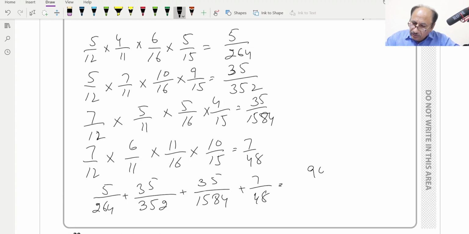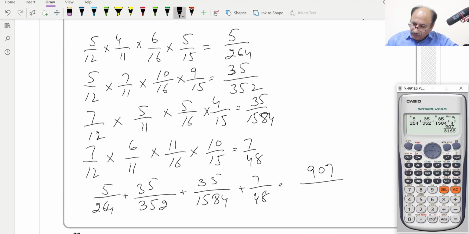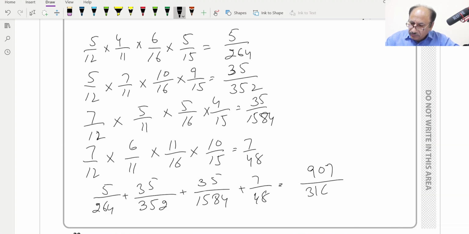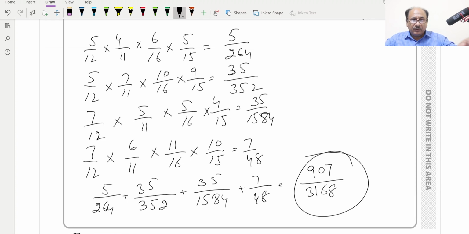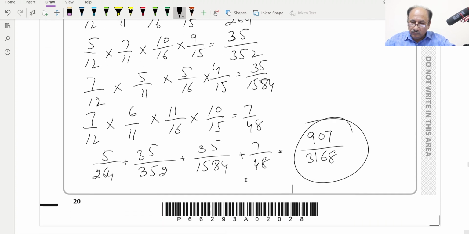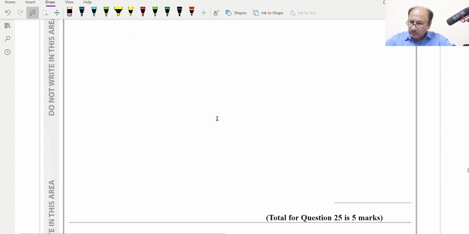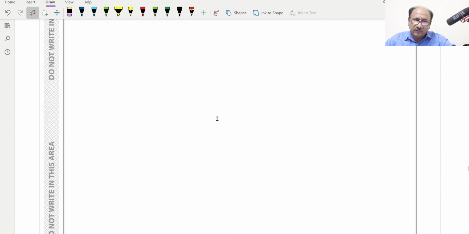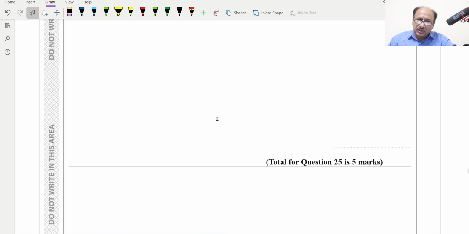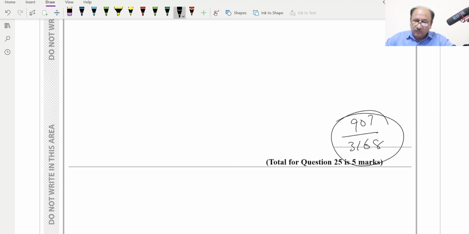907 over 3168, and this is the probability which we were looking for. Hopefully you understood this. This was a little tricky question, and this is the space for answer, and we can write the answer: 907 over 3168. This was the final answer.